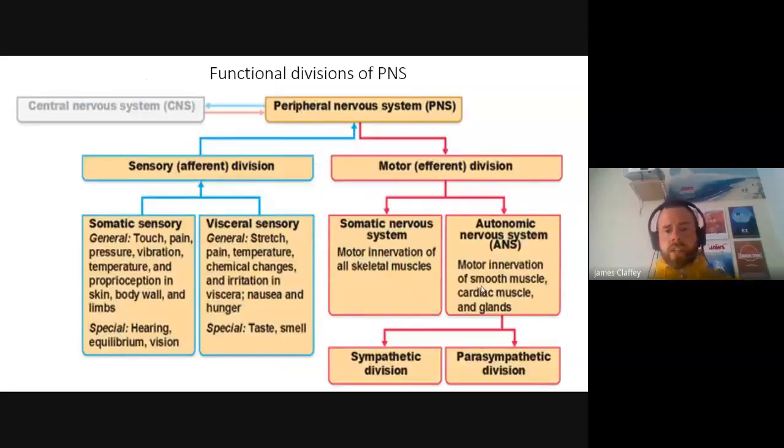Your functional divisions then of your peripheral nervous system, we don't really need to know any of this, but what I would like you to know of is this part here. Now, let me just get the cursor there. Yeah, perfect. So we have the sensory, and often the sensory neurons are referred to as afferent, okay? And then efferent are referred to as the motor division of the neurons.